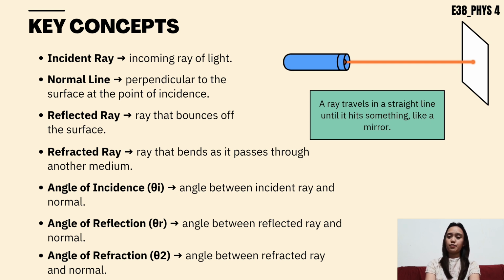We also have the important angles. First is the angle of incidence, which is the angle between the incident ray and the normal. Second is the angle of reflection, which is the angle between the reflected ray and the normal. And lastly is the angle of refraction, which is the angle between the refracted ray and the normal. In short, these terms and angles help us understand and measure how light behaves, whether it is reflected or refracted.